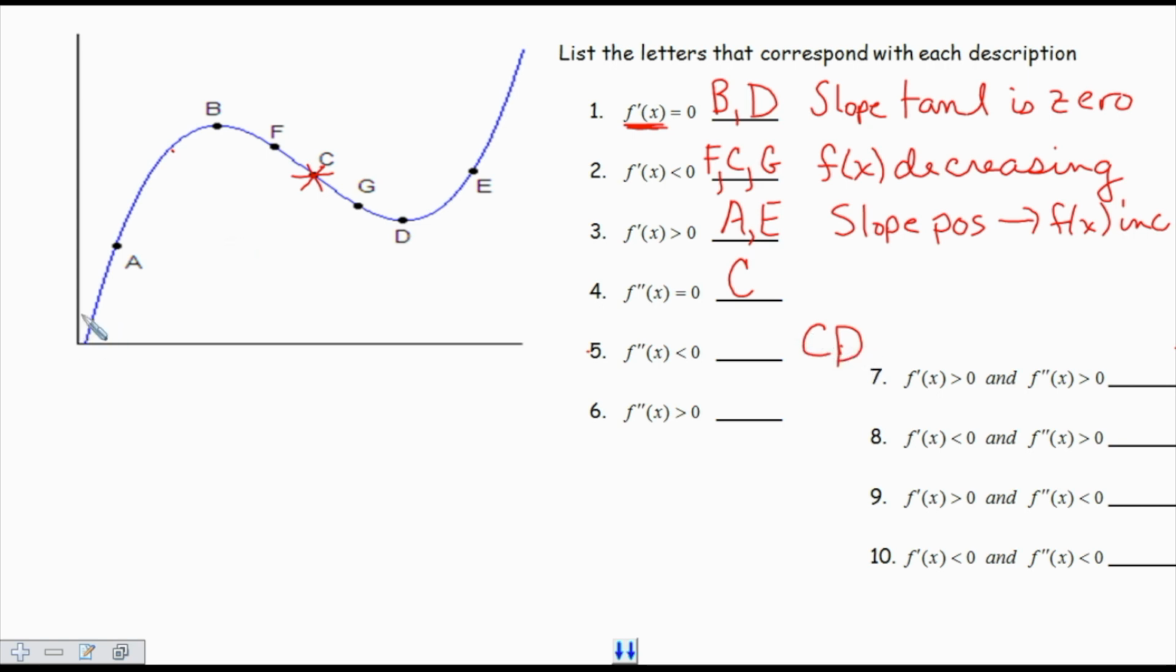So where is this graph concave down, concave up? So I'm going to say all of these points are in the concave down place. So A, B, and F. So lots of answers here. And then the next piece says, where is the second derivative positive? And that means concave up, like a cup. And so that's going to be the points that follow that point of inflection, right? And that's G, D, and E.